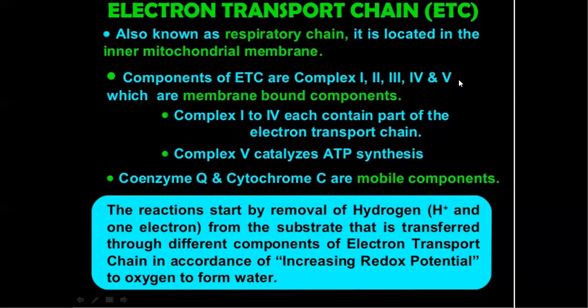These complexes are protein in nature and are bound in a membrane, so that's why they are called membrane bound components. Complex 1 to 4 are useful for the transport of electrons, and complex 5 is useful for synthesizing ATPs. And in this electron transport chain, we have mobile components like coenzyme Q and cytochrome C. The electron transport starts from low redox potential values to high redox potential values. That means the electron transport goes towards increasing redox potential values.